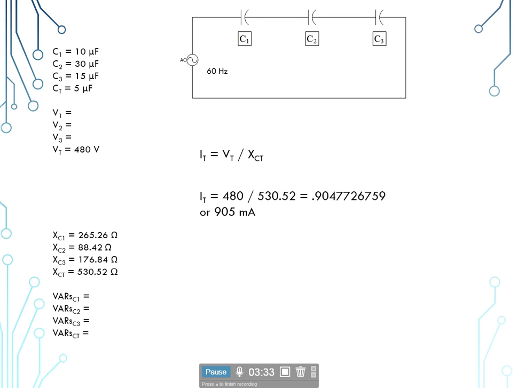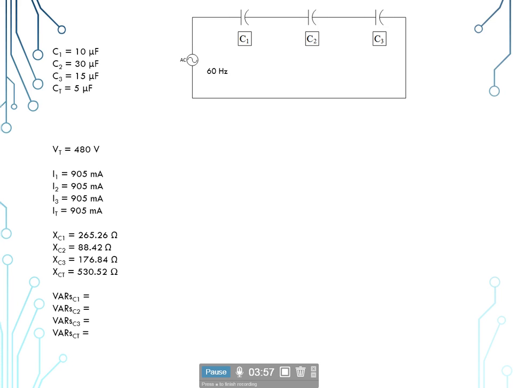So that gives us 480 divided by 530.52, or leaving us with 905 milliamps. Now, because in a series circuit the current remains constant, we can go ahead and populate the I sub 1, I sub 2, and I sub 3 with that same 905 milliamps.